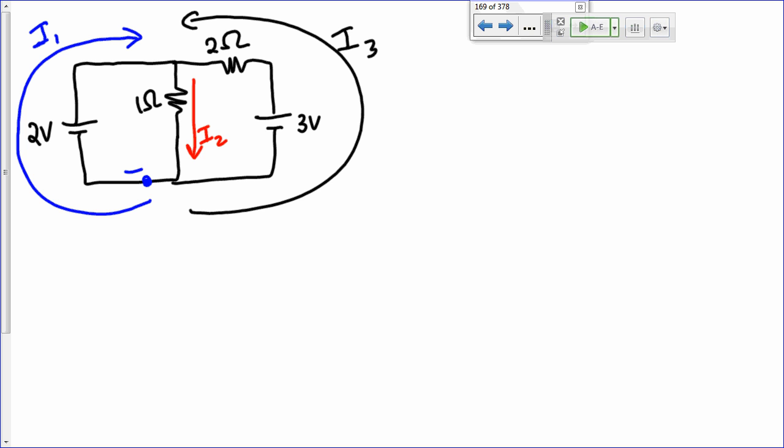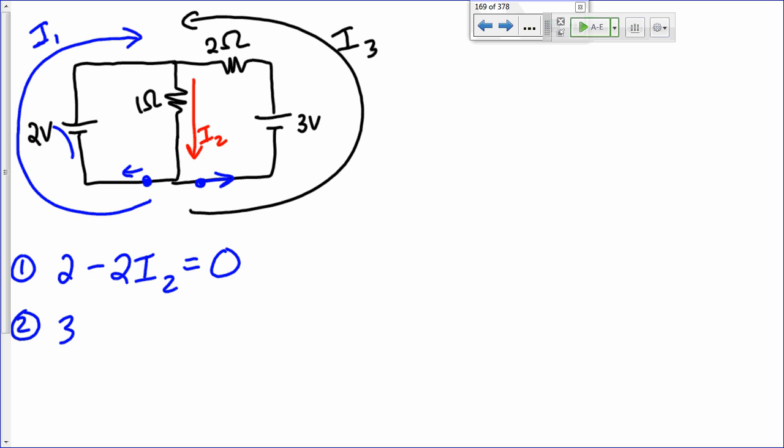I'm going to start here and do the left loop, and I'll get 2 is positive because it's ramping up, minus 2I2 equals 0. That's the left loop. I'm going to call this equation 1. Now, for the next loop, you could either do the big or the right loop. I'm going to do the right loop. I'll start here and go in this direction. 3 minus 2I3 minus I2.